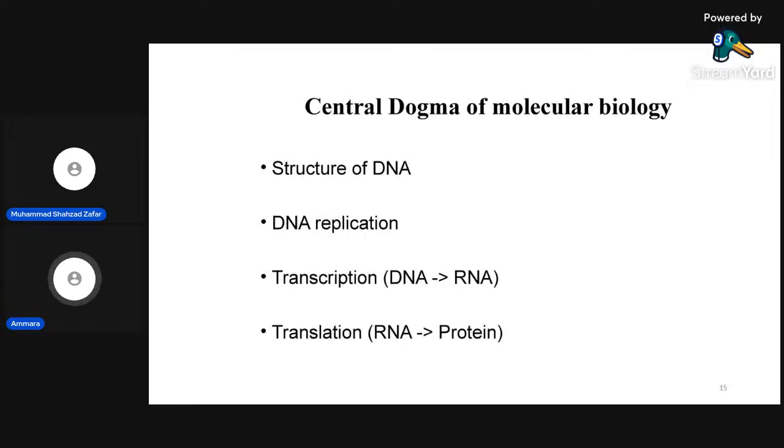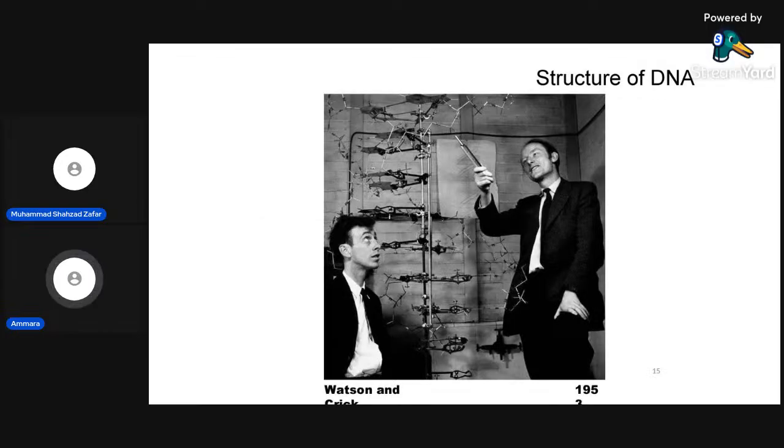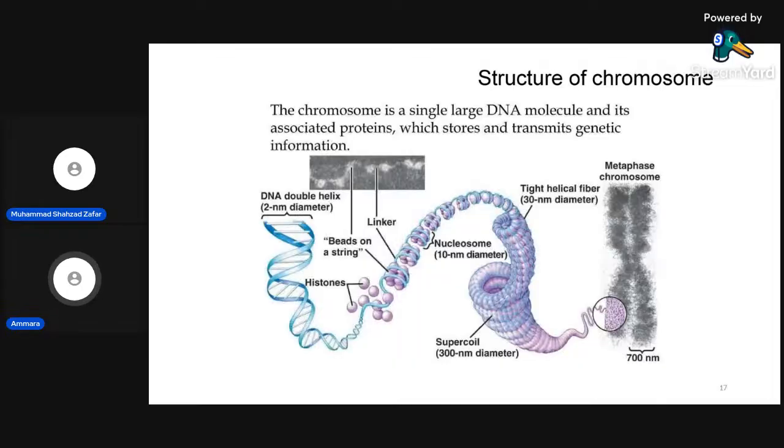So these three processes, replication, transcription, and translation, are basically the central dogma of molecular biology, and they are involved in the transfer of information within one generation and from one generation to another generation. So here we are going to study the structure of DNA, DNA replication, transcription, and translation. What is DNA and what is the structure of DNA? Here are the scientists who discovered the structure of DNA. Watson and Crick were the first who discovered the structure.